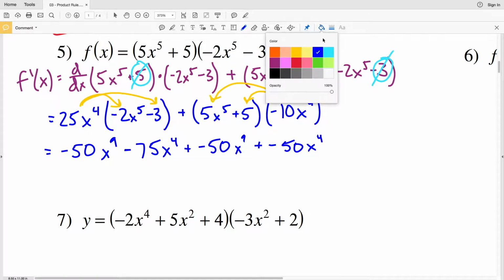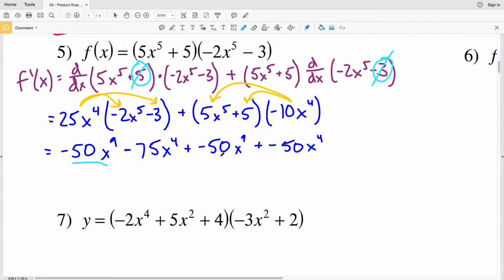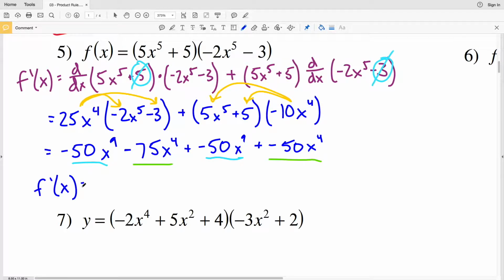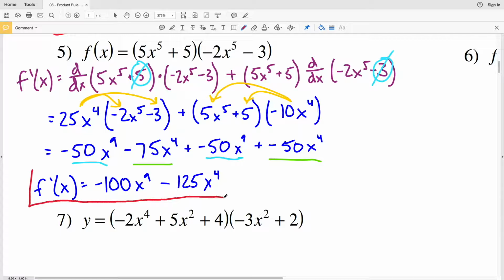Now on this one, I have two like terms I can combine. Negative 50x to the ninth and negative 50x to the ninth, as well as negative 75x to the fourth and negative 50x to the fourth. So the derivative of f of x equals negative 100x to the ninth, because negative 50 plus negative 50 is negative 100, and that's multiplied by x to the ninth. And then I'll be adding negative 75 plus negative 50, which is a negative 125. So subtracting a positive 125 times x to the fourth. And that's my solution in number 5.